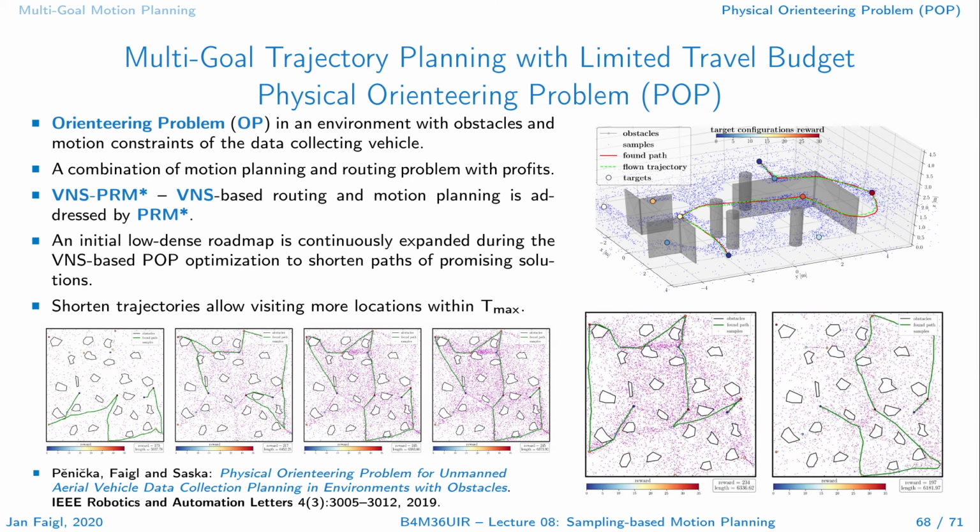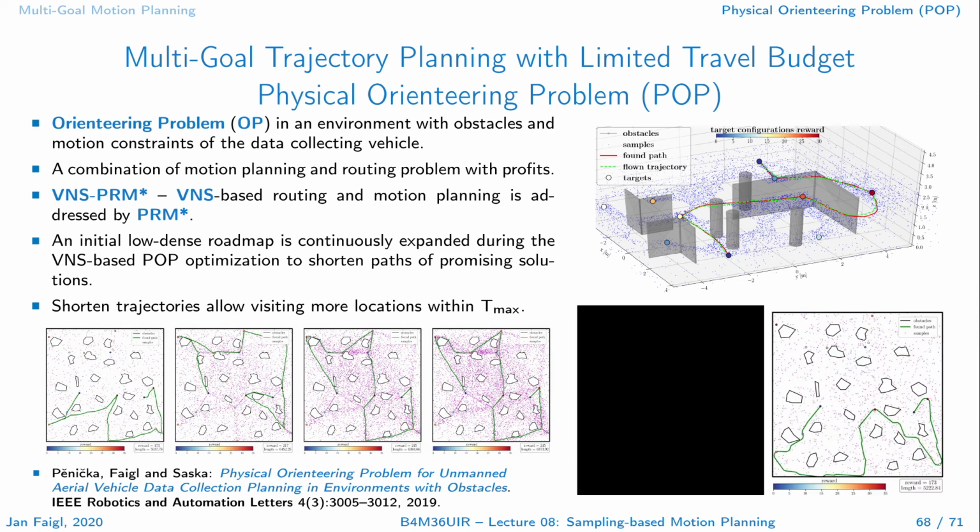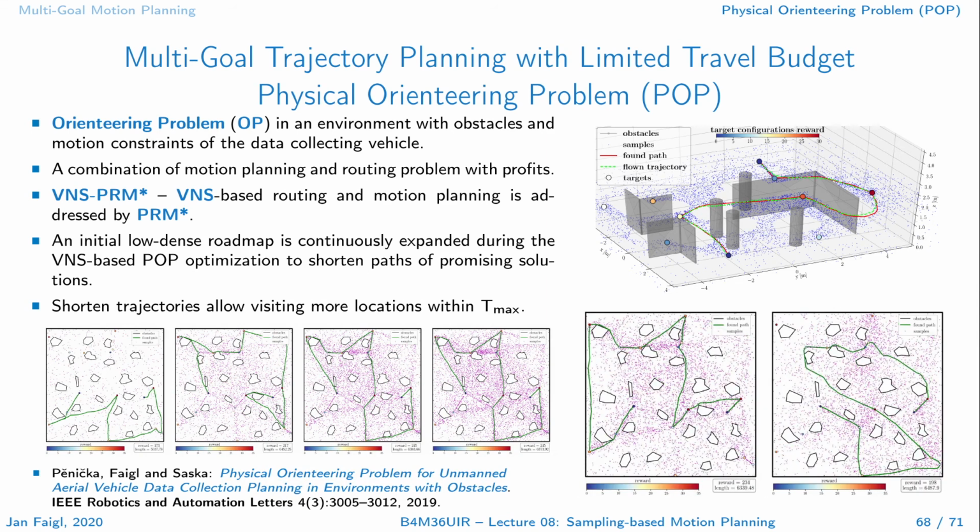Once we have more samples, we have an updated cost, usually a shorter trajectory length, and then we inform the variable neighborhood search, okay, this is shorter, so rewrite the solution of the orienteering problem.